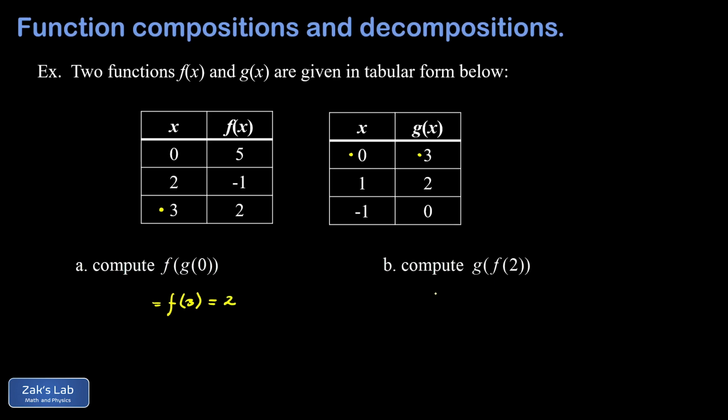In part B, we want g of f of 2. So we do a similar thing. F of 2 is negative 1. So what we want here is g of negative 1. And then we have to hope that negative 1 is a listed input value in the table for g, and of course it is. And I see that g of negative 1 is 0. So we're done with that one.